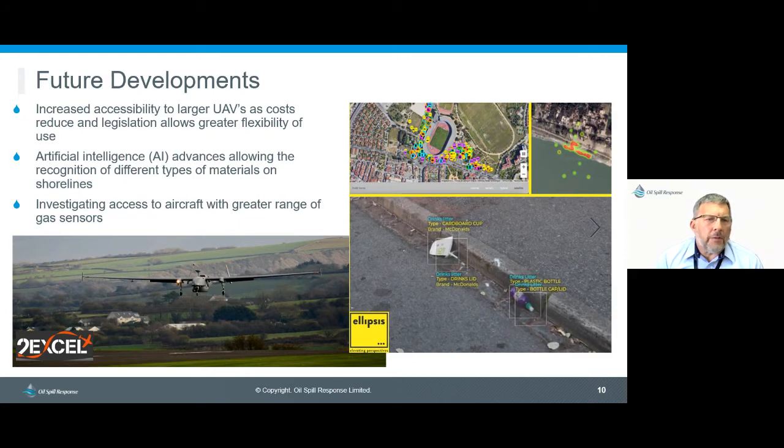One other aspect of future developments, we're investigating access to aircraft with a greater range of gas sensors. So in some gas spills and gas releases, we would like to look at aircraft that have got availability of different types of sensors, obviously to support our members if they did have a large condensate gas leak. This is something we may be able to use to detect the plume and detect the size and obviously zones that we may need to fend off in the event of a spill.